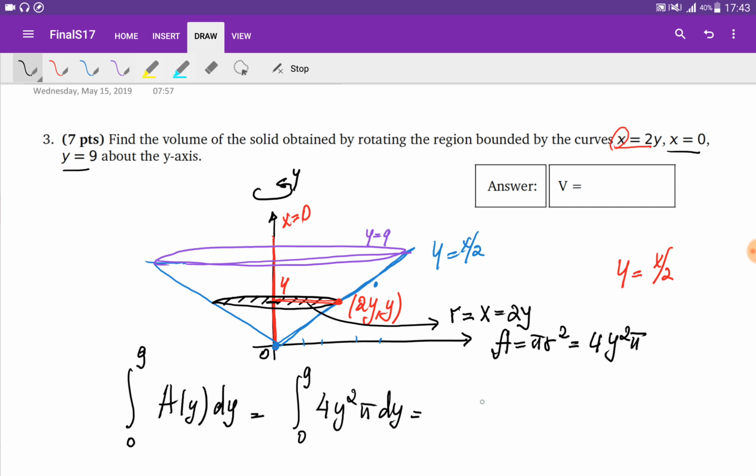If you integrate this, we get 4y cubed over 3 pi, from 0 to 9. We just need to substitute 9 and 0. This is going to be 4 times 9 cubed over 3 pi. If you put in 0, it's simply 0. So this is the volume of the object which we obtain.